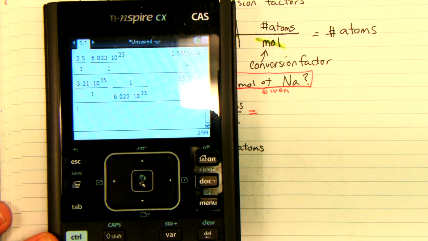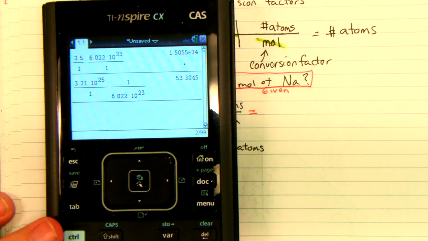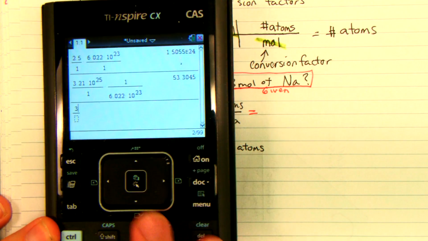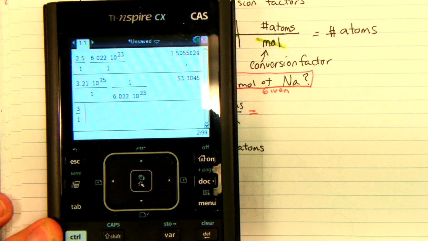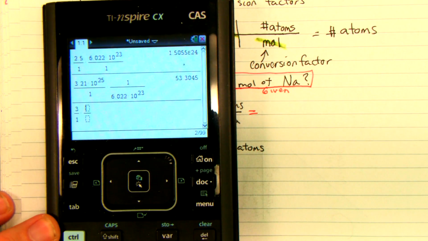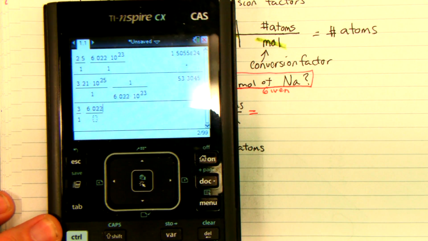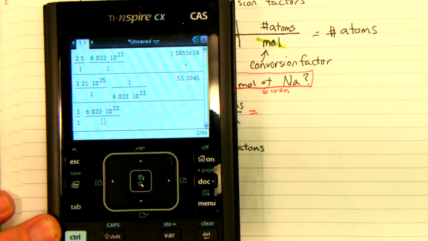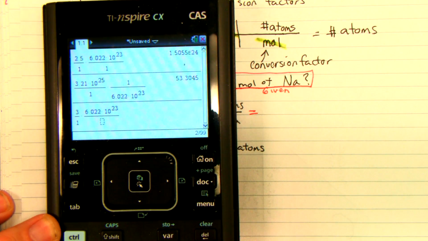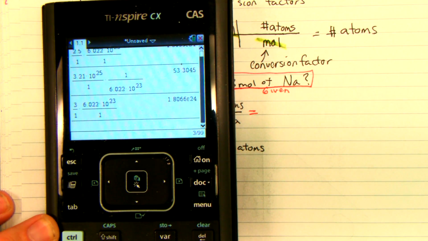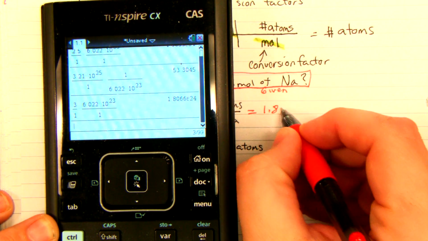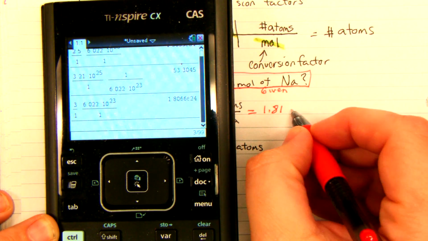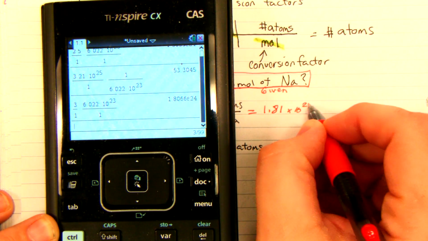So, how many moles did we have? 3. Alright, if you hit Control Divide, you create your first fraction. You get 3 over 1. Times your second thing here, which would be 6.022 times 10 to the 23rd, all over 1. You hit Enter, and our answer would be 1. We'll go 2 decimal places, just for fun. 1.81 times 10 to the 24th atoms of sodium.